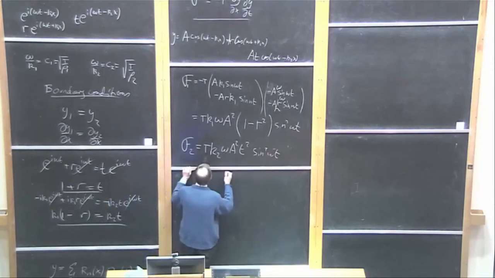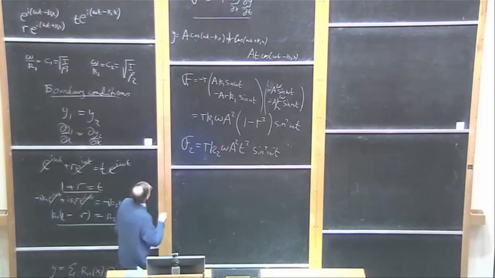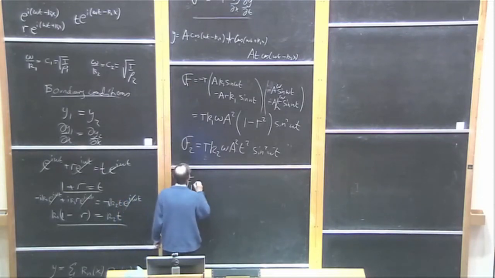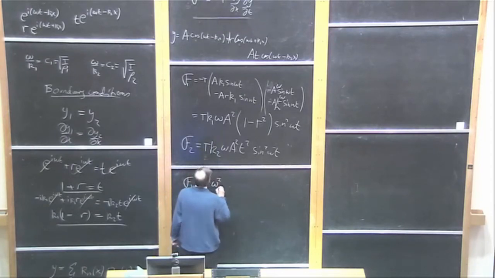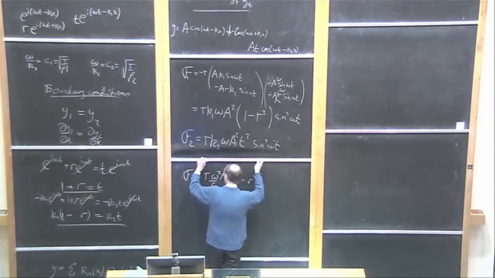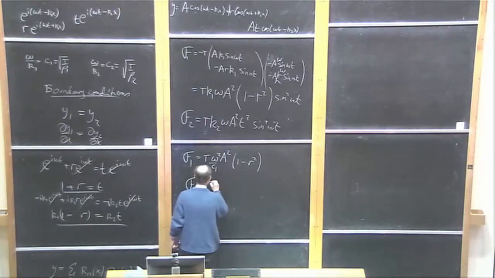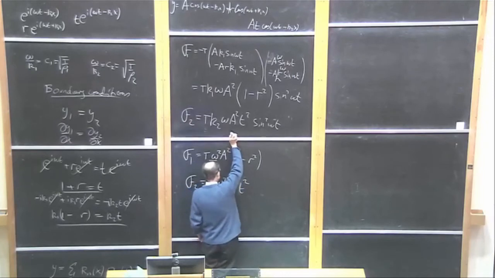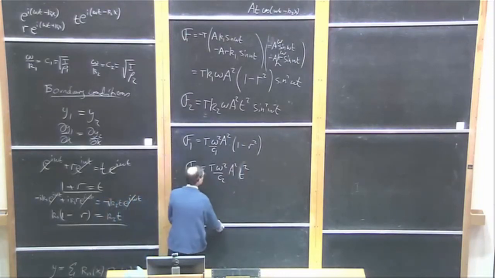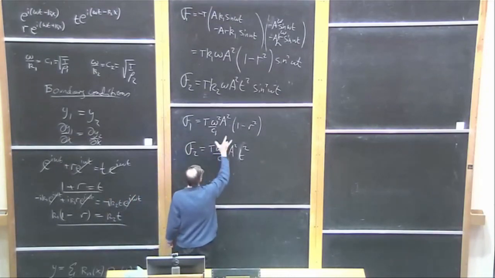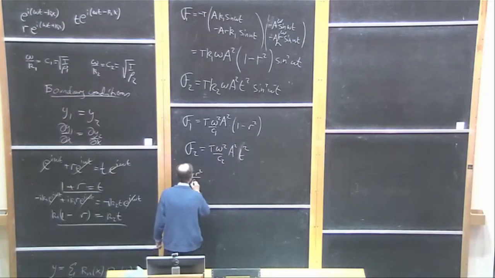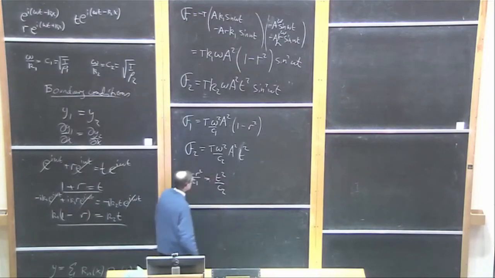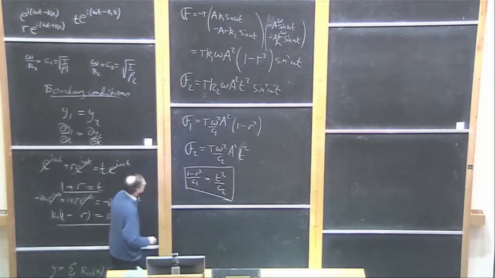So let's actually write both of those in terms, let's eliminate the k in favour of an omega. So f1 will be t omega squared a squared. So k is omega over c, c1. f2 is t omega squared over c2 a squared t squared. So energy conservation requires this to equal that, which is 1 minus r squared over c1 equals t squared over c2. So that's energy conservation.